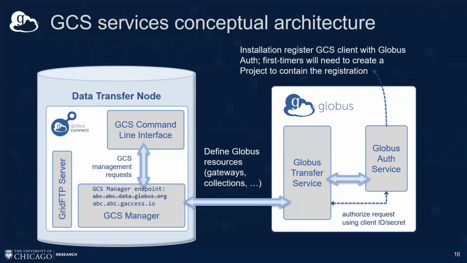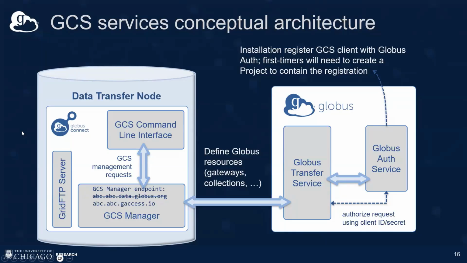When you install a Globus Connect Server, when you create an endpoint, it registers this Globus GCS client with the Globus Auth service. The Globus Auth service has projects to group this installation. We'll talk about it later, but that's a general conceptual overview of what's inside a data transfer node.